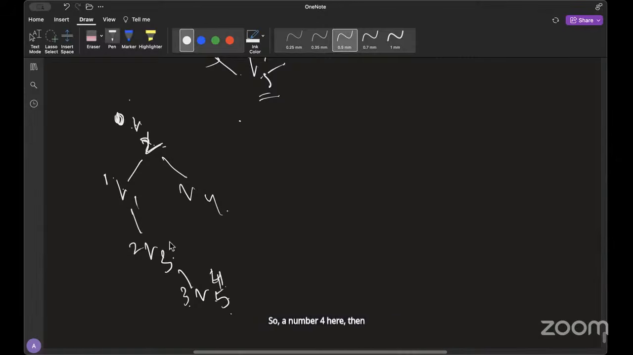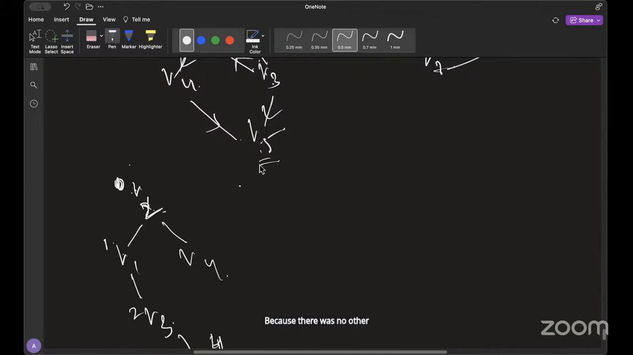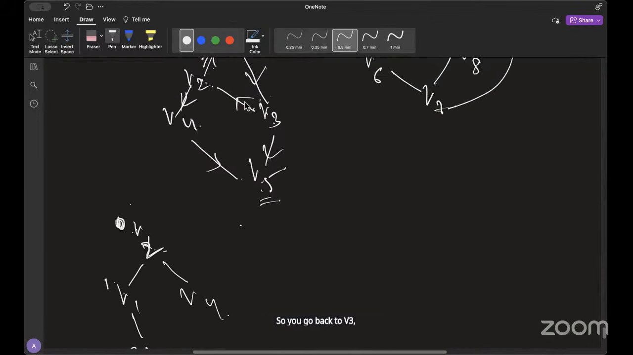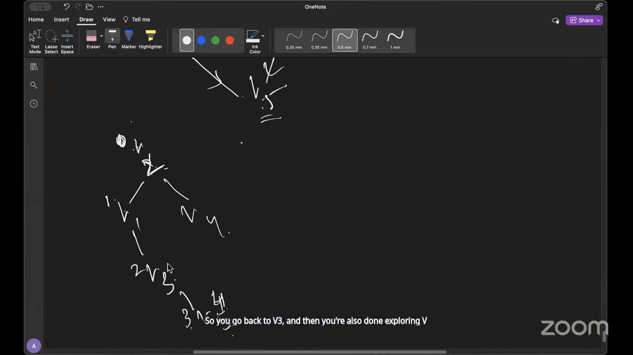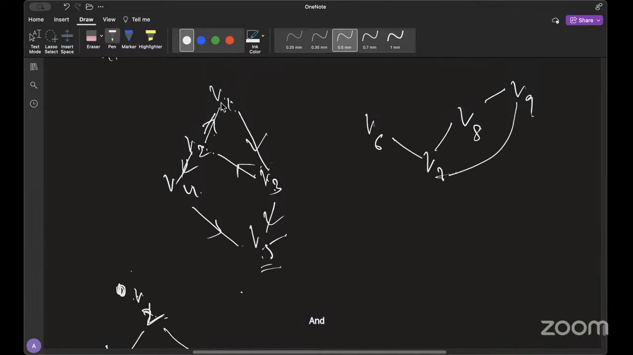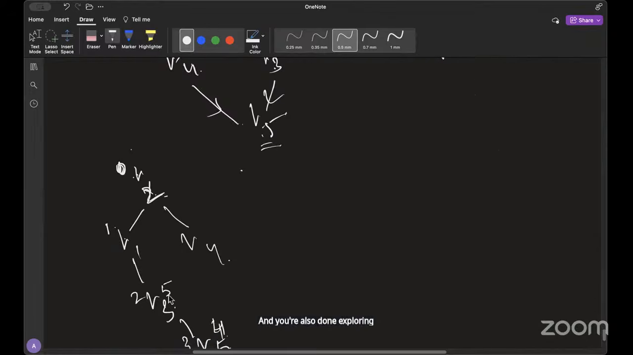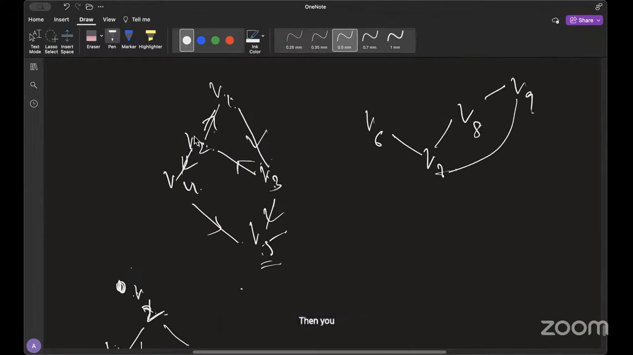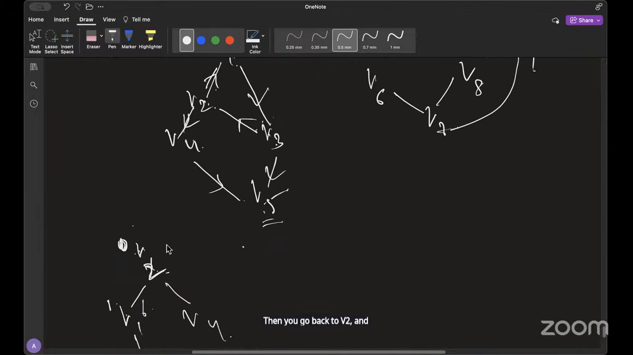Then you go back here because there was no other vertex to visit from V5. So you go back to V3 and you're also done exploring V3. So you put a post number here. Next one, 5. Then you go back to V1 and you're also done exploring V1. So you put a post number here too, which is 6. Then you go back to V2 and you're also done exploring V2. So you put a post number 7 here.